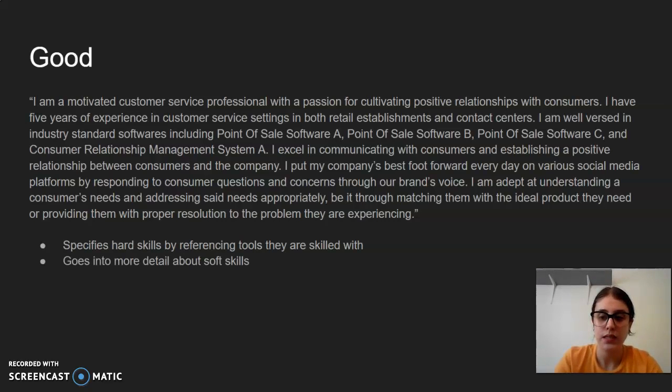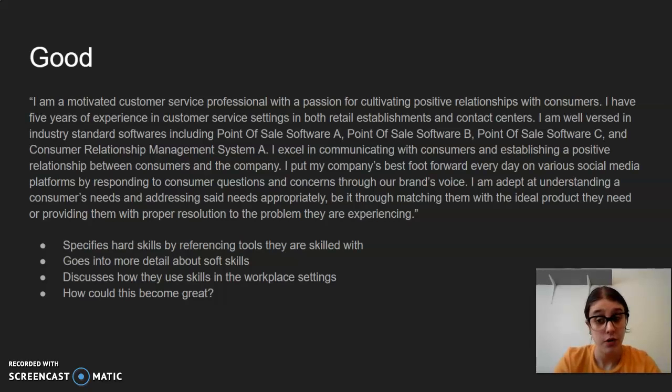This also goes into more detail about soft skills, and the soft skills, like I said, are more personality based. The person says they're adept at understanding consumers' needs and addressing the needs appropriately through matching them with the ideal product or providing them with proper resolution. And these are things that do take a certain level of soft skills in terms of friendliness to the customer, so it's good to relay that as well. This also discusses how they use the skills in the workplace settings. As I mentioned, the use of social media was described very well.